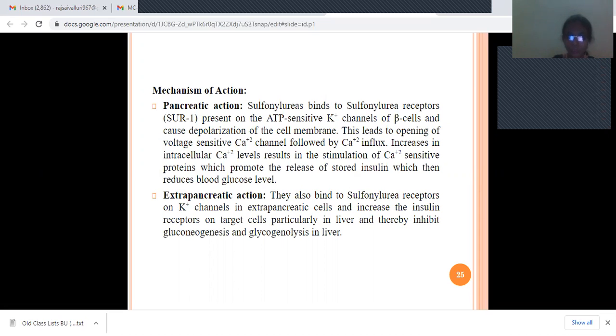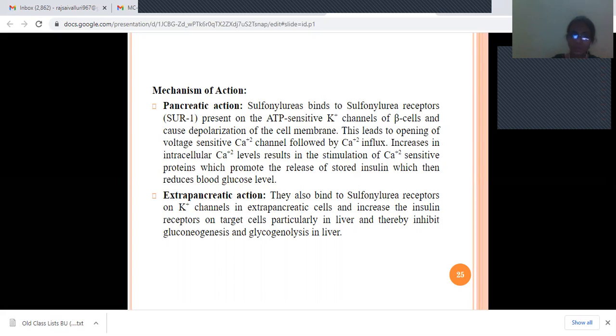So here in the pancreatic action, this drug will directly bind to the sulfonylurea receptors. It will lead to the opening of the calcium channel, which results in the influx of calcium ions. So the stored insulin will get released, and this results in a reduced glucose level.